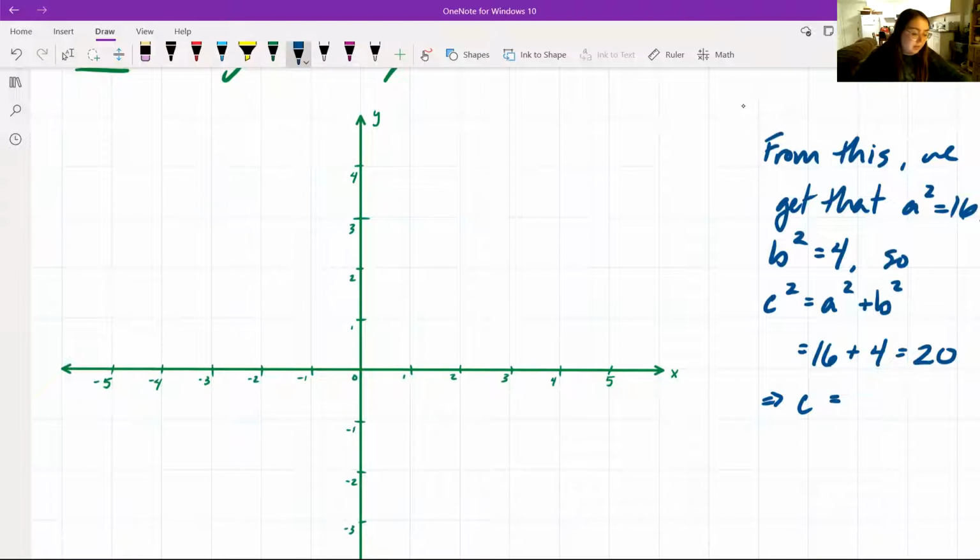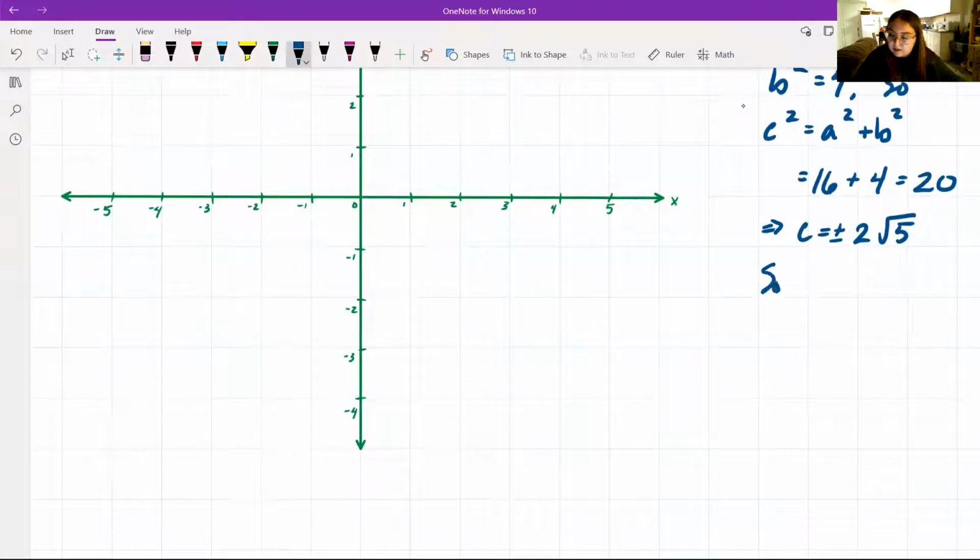If we take our square root, this also means that c is going to be equal to the square root of 20, which is the same thing as the square root of 5 times 4, where the square root of 4 is 2, so c can be simplified to 2 times the square root of 5. Plus or minus, technically. Then we also get that a is equal to 4, and then b is equal to 2. So we've determined our values of a, b, and c.